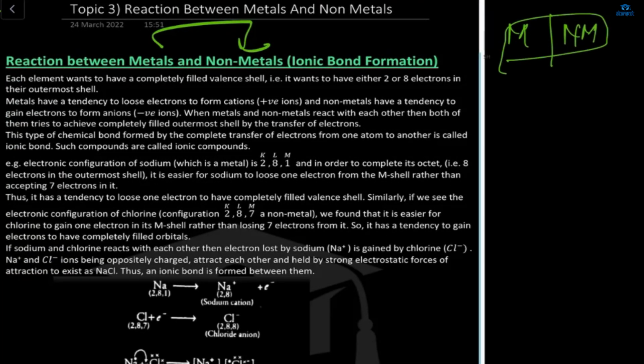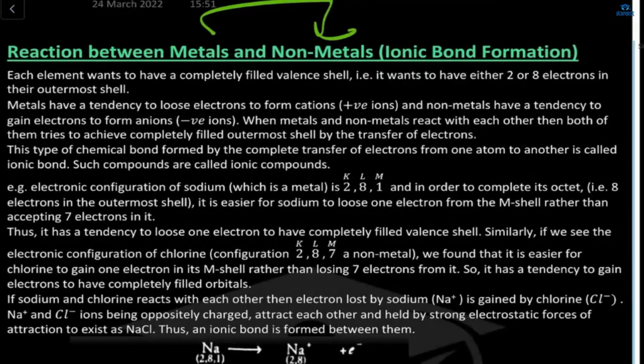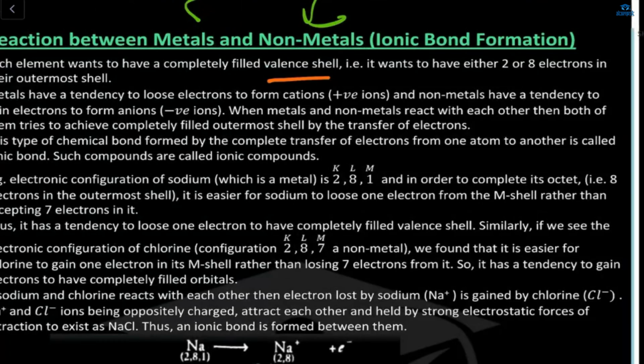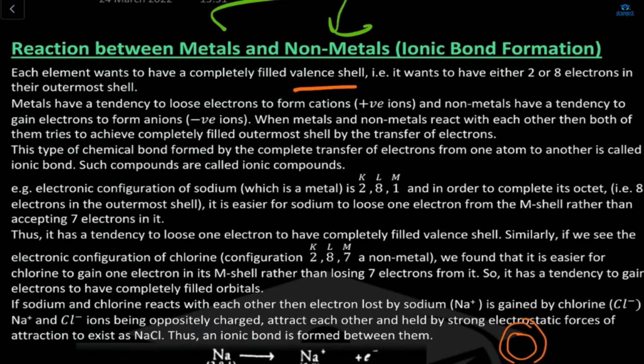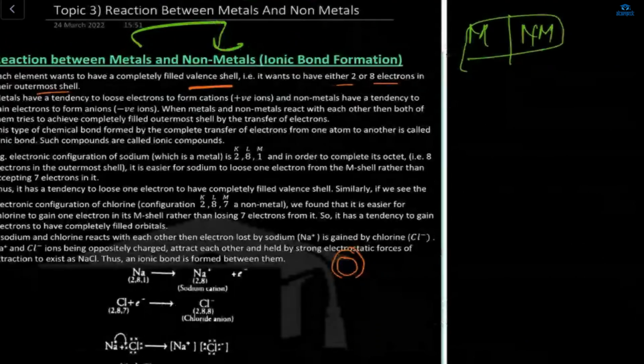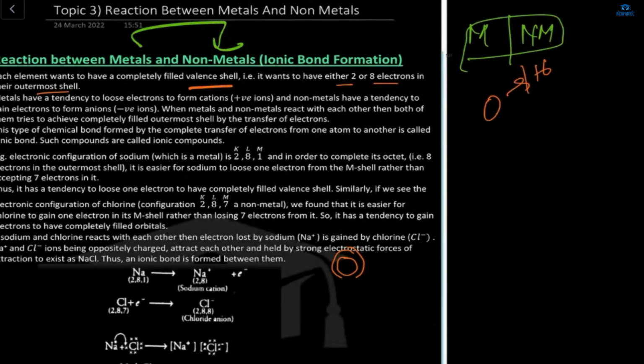So first we will go through this paragraph. Each metal wants to have a completely filled valence shell. So each metal wants what? They want their outermost orbit to be filled. For example, it wants to have either 2 or 8 electrons in the outermost shell. For oxygen, the atomic number is 16. If you make the electronic configuration of this oxygen, what will you see?